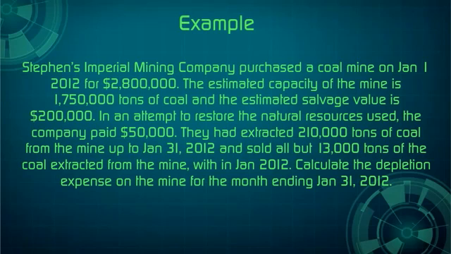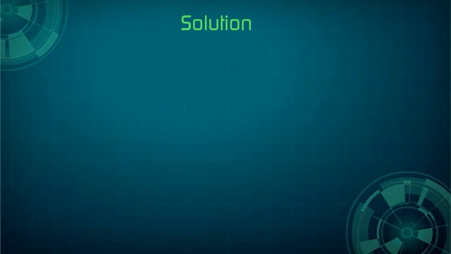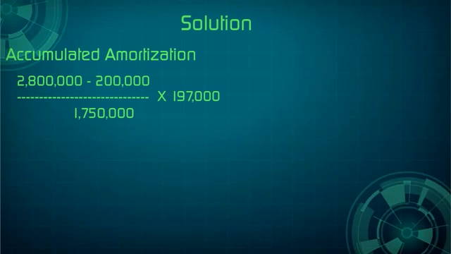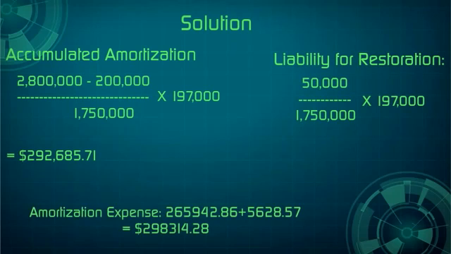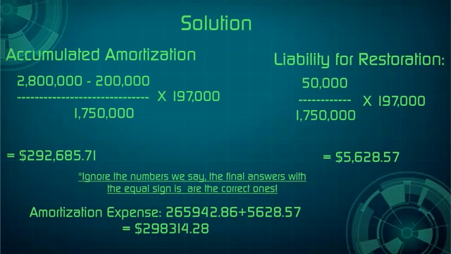In order to calculate the depletion expense, we refer back to the formulas that we discussed earlier. So we start off with calculating the accumulated amortization. The cost that the coal mine was purchased at was $2.8 million, and you subtract the salvage value of $200,000. Then you divide it by 1.75 million tons, since that's the total estimated units.